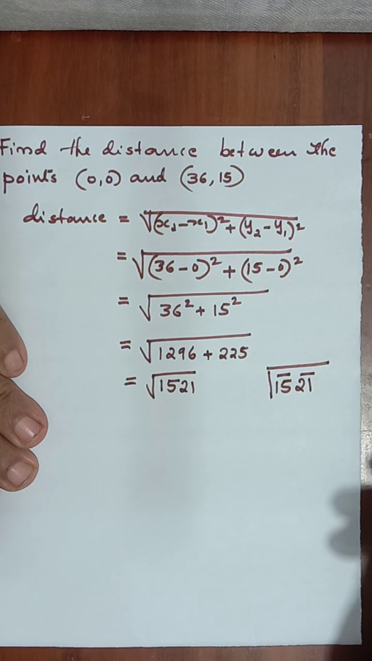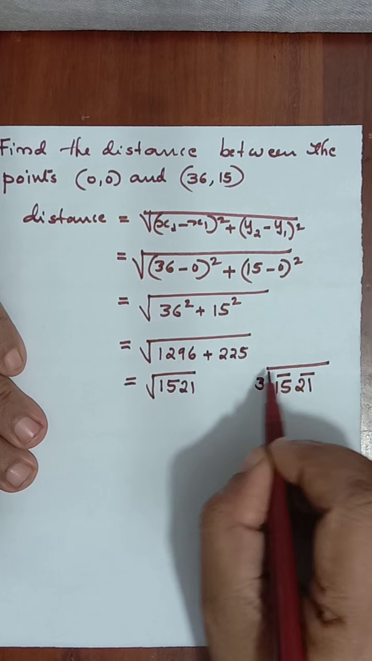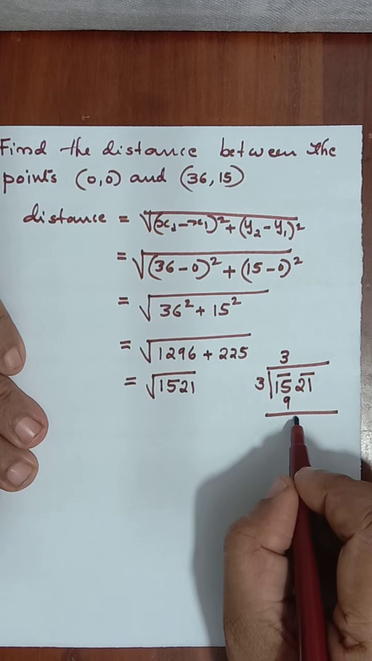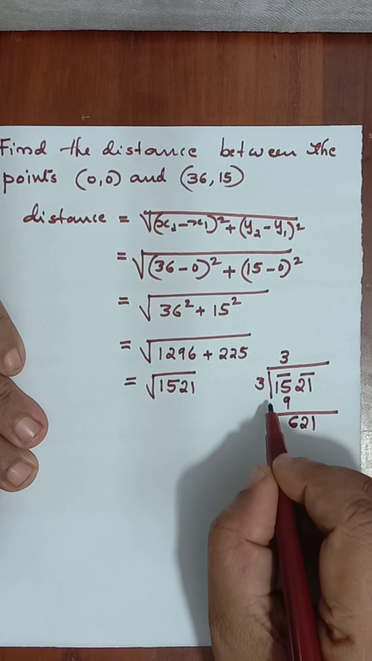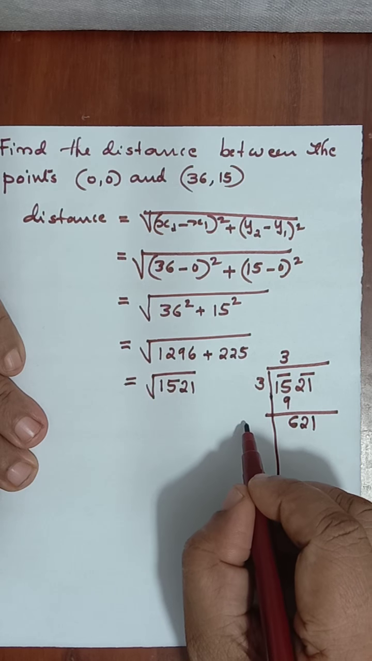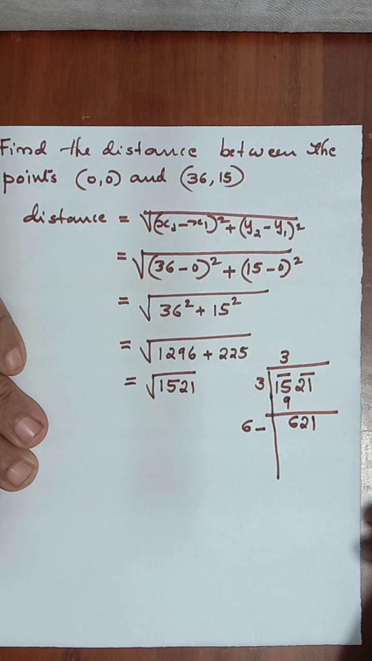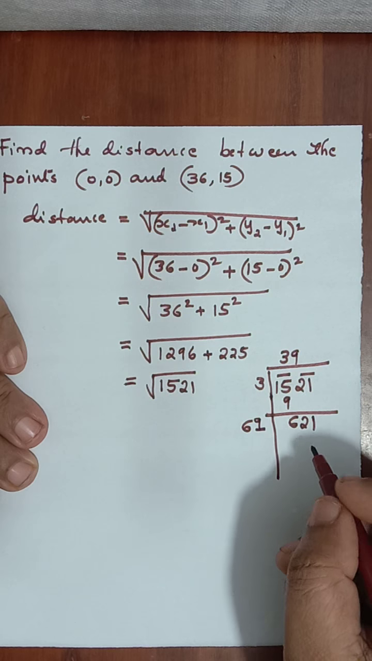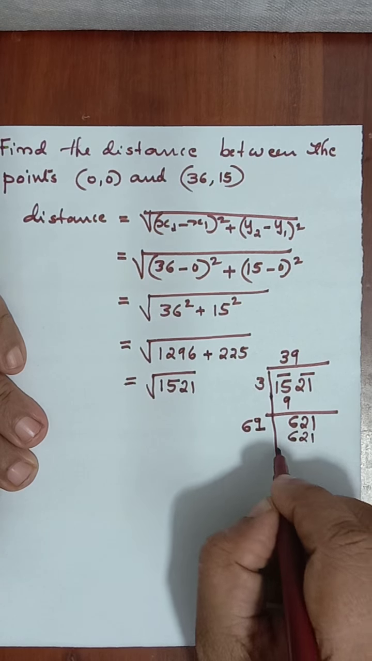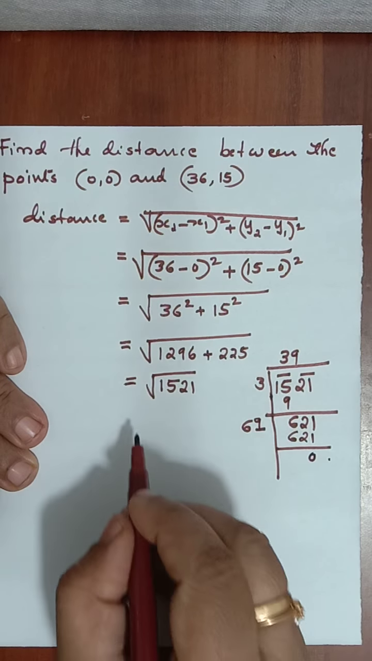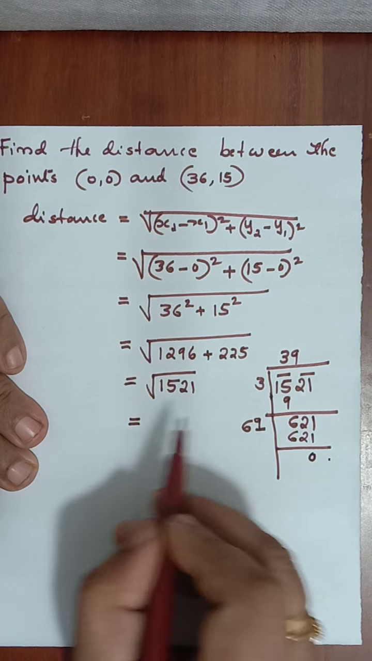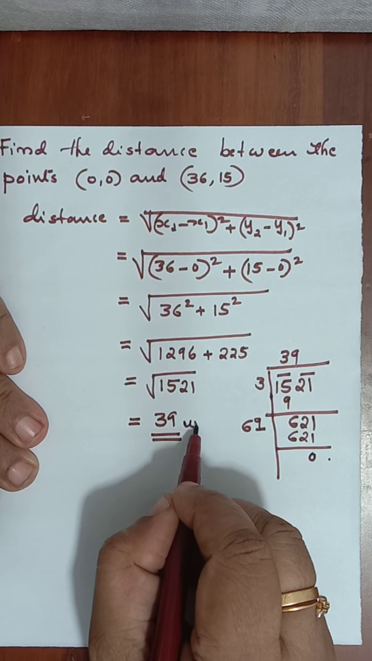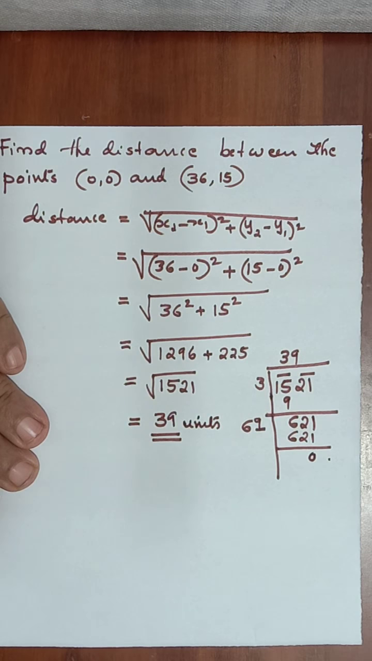Okay. Group it like this. Choose the number 3 times. 3 3's 9 comes. Subtract. We are getting 6. Bring down both the numbers. Take the double of it. 3 into 2, 6. Choose a number here. By choosing 9, 69 into 9, we are getting 621. Subtract and you are getting 0. So square root of 1521 equal to 39. 39 units we can say.